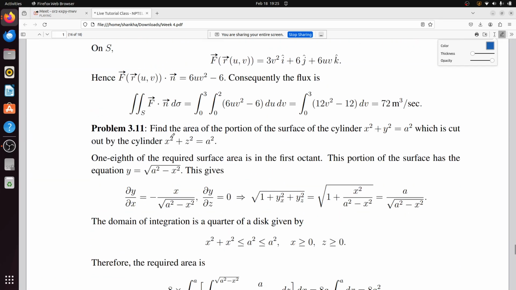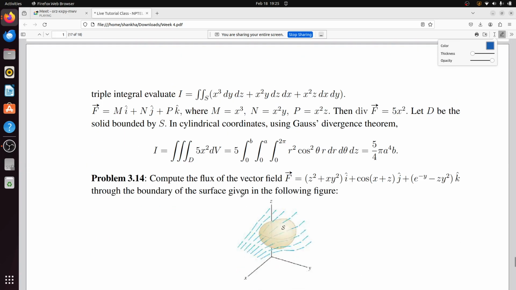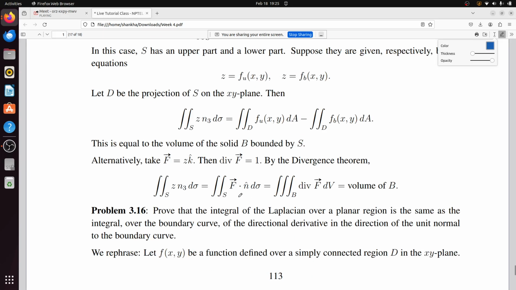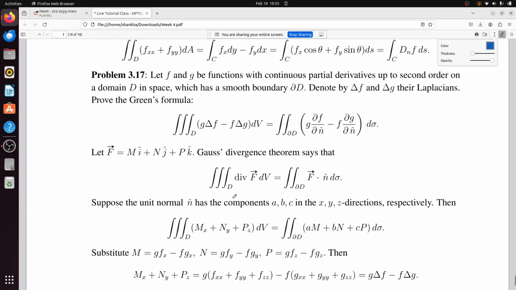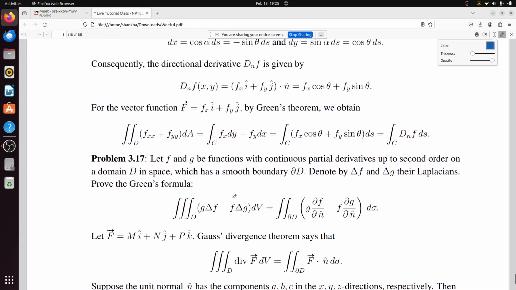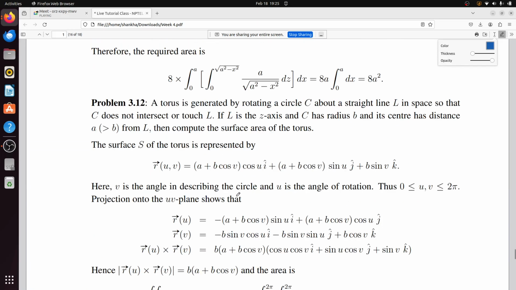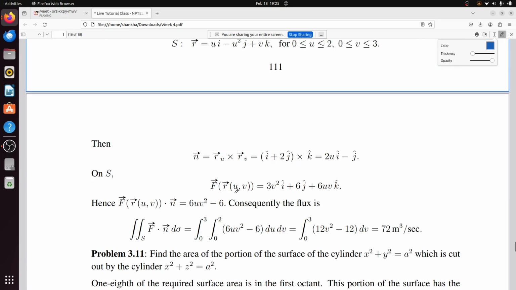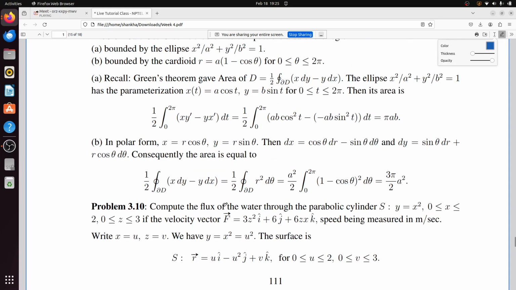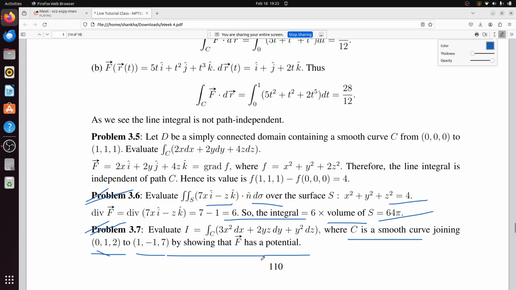There are many problems, and at least you can try some of them. So in this class we have mostly concentrated our study regarding Stokes theorem and Gauss's divergence theorem, right?